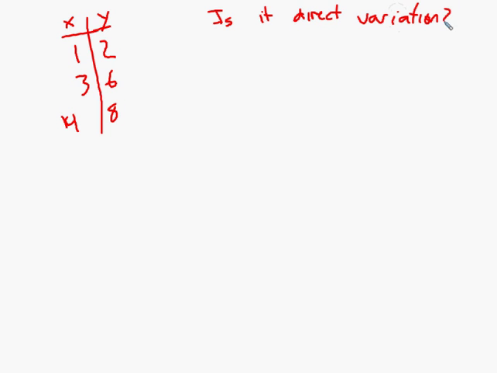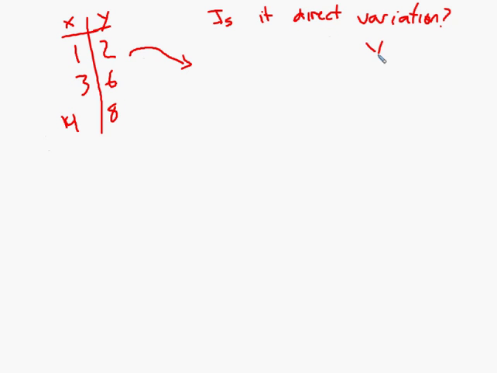Let's do same question. X, Y. And 1, 2, 3, 6, 4, 8. And I'm going to ask, is this a direct variation? It is. We can see that 2 divided by 1, 6 divided by 3 is 2. 2 and 2. Well, let's prove it.